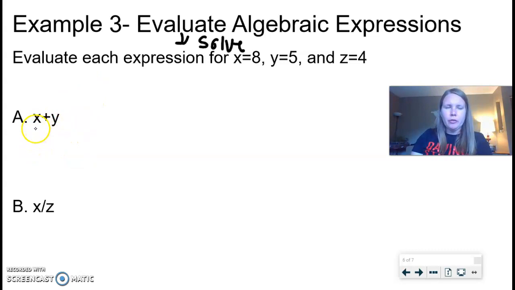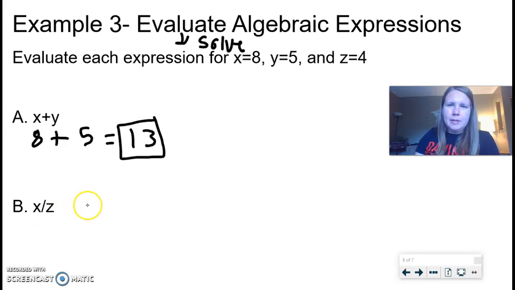So what I get to do is I'm going to rewrite this with the values that are now for these letters. So instead of having x here, x is now 8. That's what the directions told me. Plus, my operation stays the same. And my value for y is 5. Add those two together and I'd get an answer of 13.